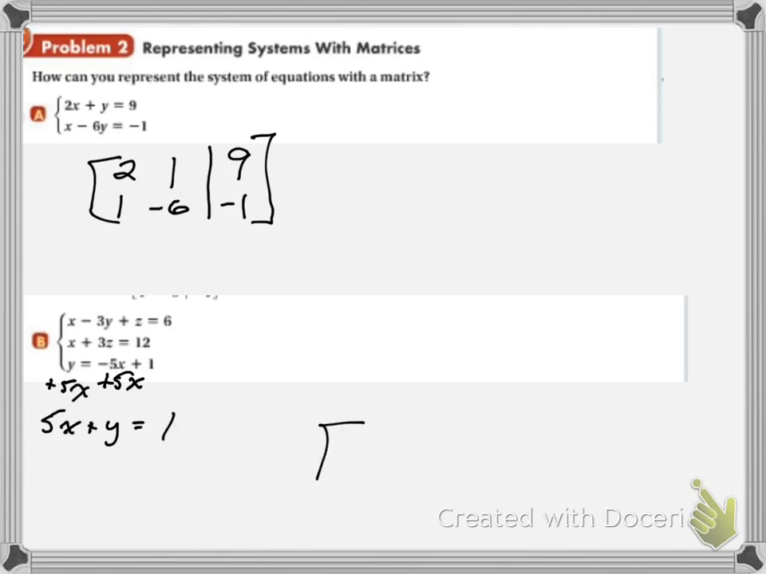So now, what's my matrix? Well, the first line is 1, -3, 1, that's x, y, and z. What's the second line? Well, x is 1. There's no y, so it's got to be a 0 there, and then a 3 for the z. What's the third line? Well, 5 for the x, 1 for the y. Oh, no z, so that's a 0. Put a line. Your answers are 6, 12, and 1.